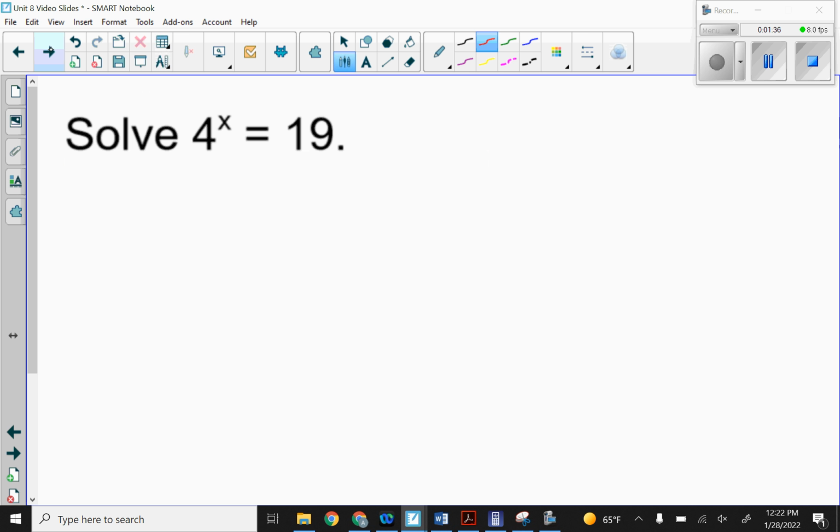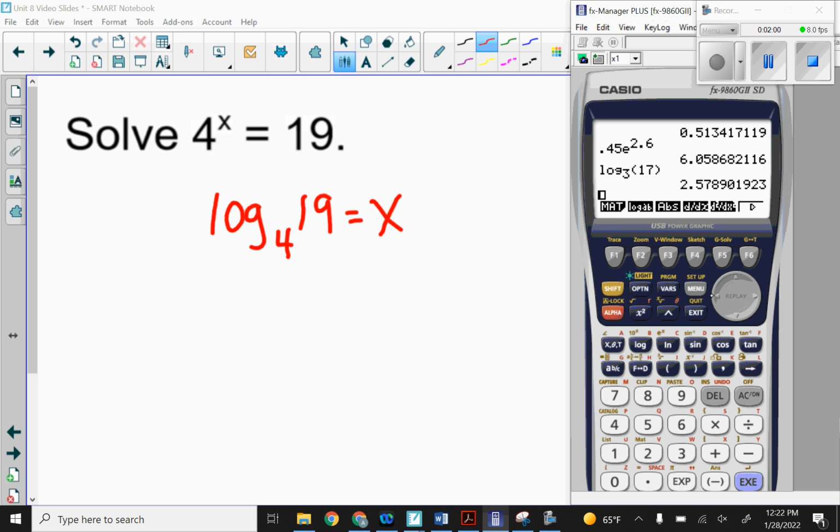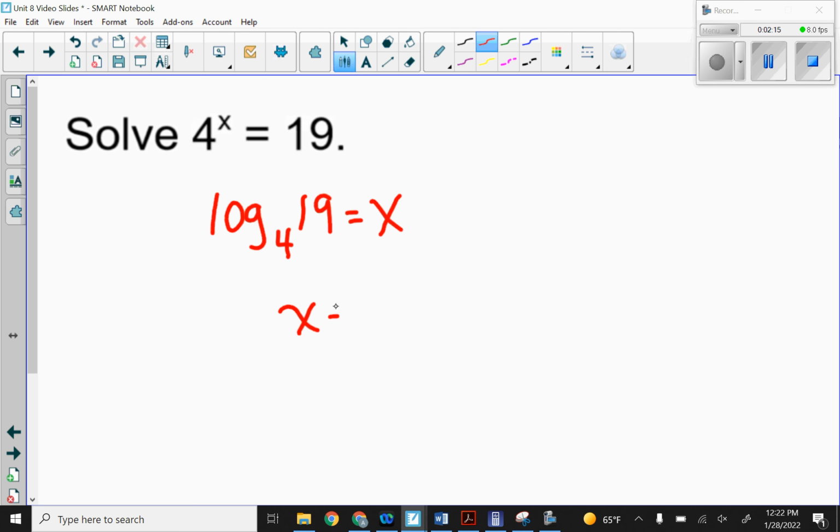So our next example, solve 4 to the x equals 19. So once again, we're going to put this in log form. Log base 4 of 19 equals x. Then we can plug that into our calculator. So log AB base 4 of 19. So x is approximately 2.1.